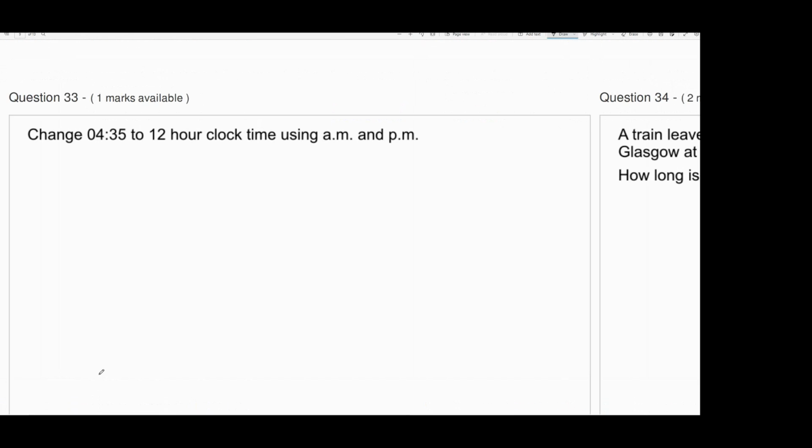0435 to 12-hour clock time. So if it's 0435 in the 24-hour system, that means it's like 4:35 in the morning. Well, actually, hang on. Yeah, so that's just 4:35 in the morning, right? It would be 16:35 if it was in the afternoon. So in the 12-hour system, it's just going to be 04:35, but you'd have to say AM to tell you that it's in the morning. Okay, that's quite an easy one.